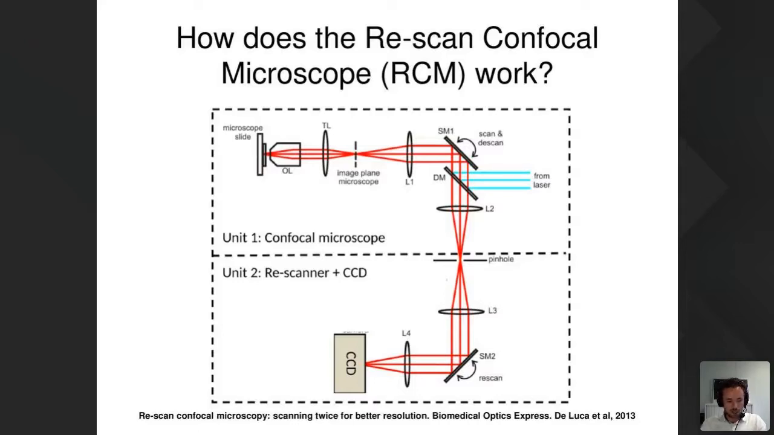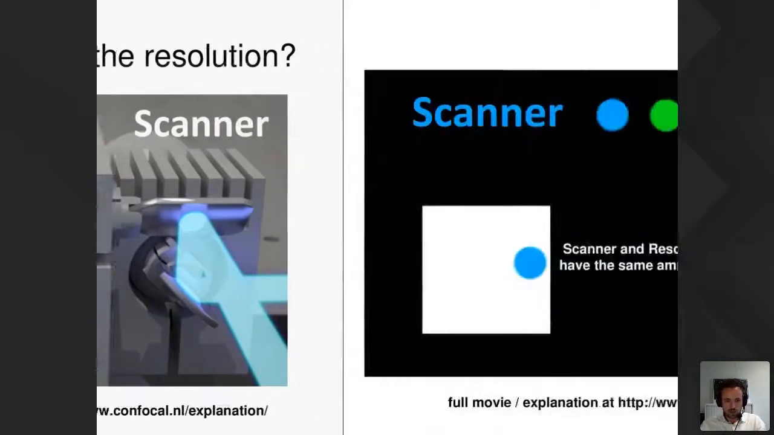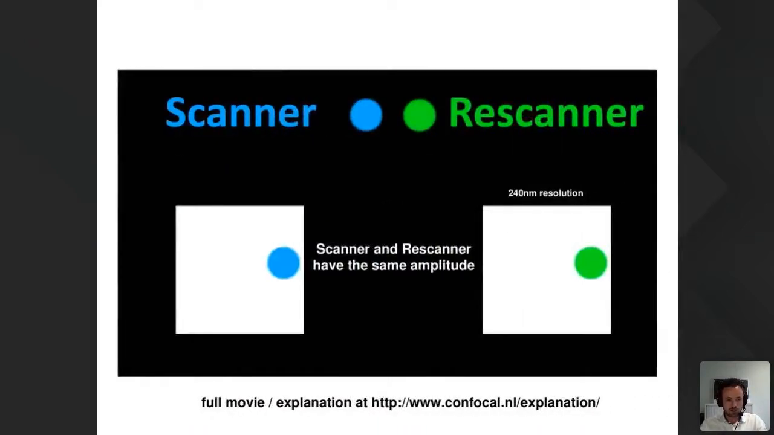And this was actually a PhD thesis done in, published in 2013 by Giulia De Luca. And you can look up the reference down here. So we also, apart from using a camera as detector in confocal microscopy, we also can improve the resolution with this principle. And I will explain with some schematics how this works.